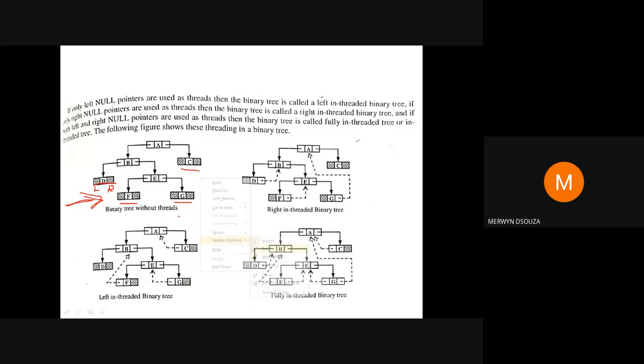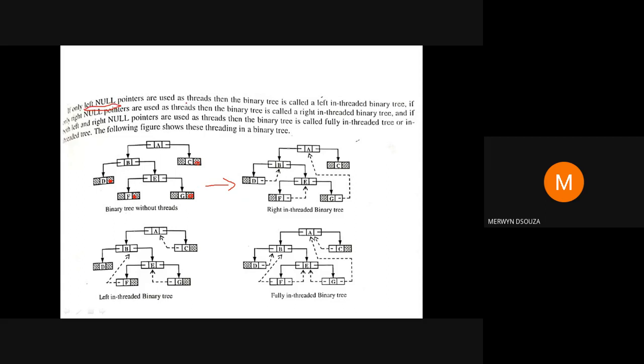Now, if we use only the left side of the node to store the address, then that kind of a threaded binary tree will be known as a left in-threaded binary tree. Similarly, if we use only the right side of the nodes to store the threads, then that kind of a tree will be known as a right in-threaded binary tree. Here it is already written, you can read it also.